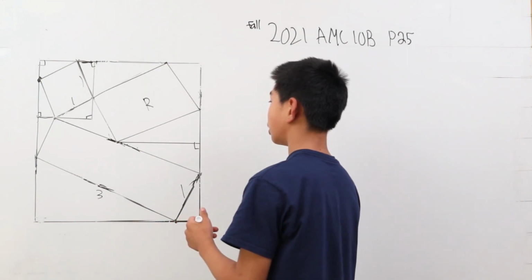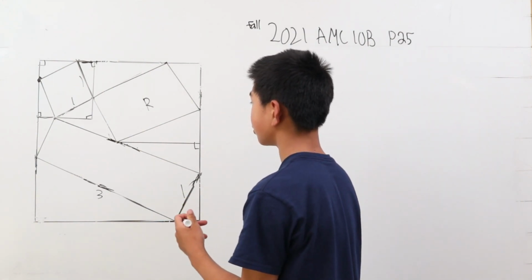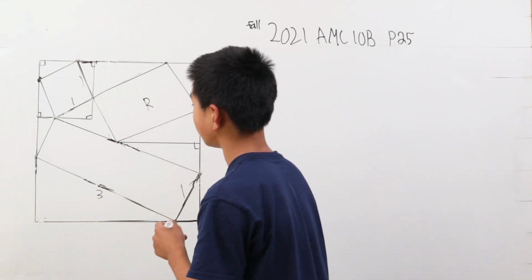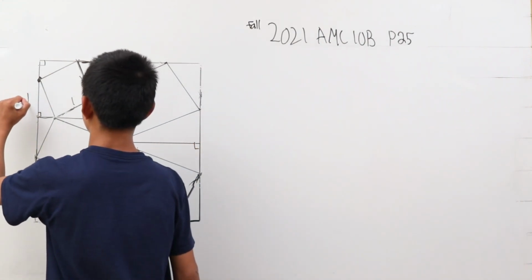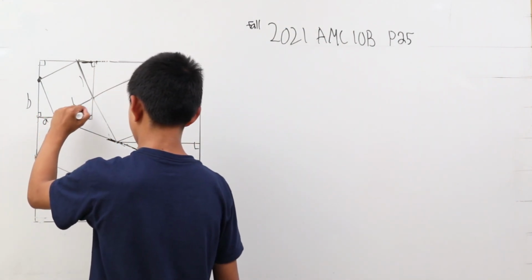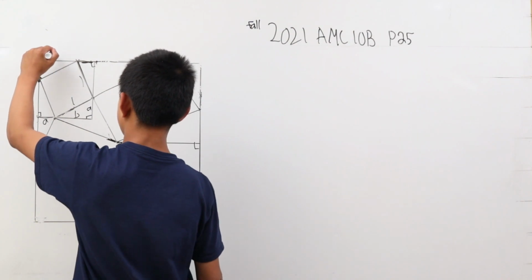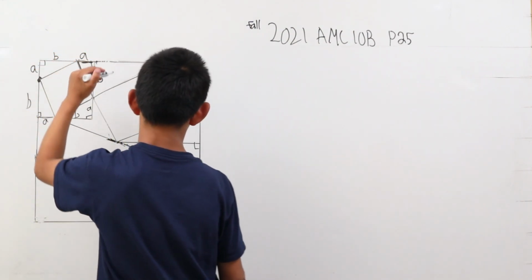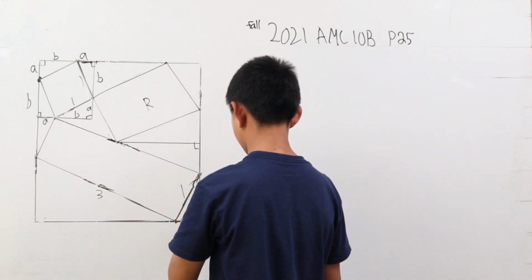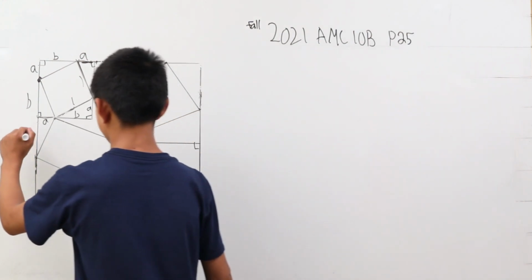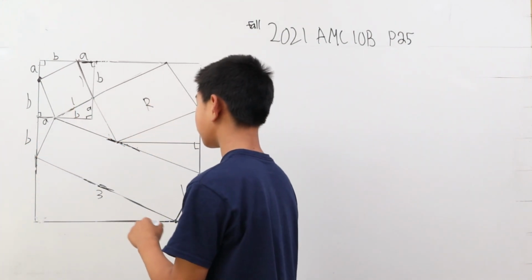Okay. Well, now we can start using variables to represent the height and length of the triangles. Let B be the height, and let A be the width. This is B and A. This is B and A. This is B and this is A. This is B and this is A. And this is B. Okay?